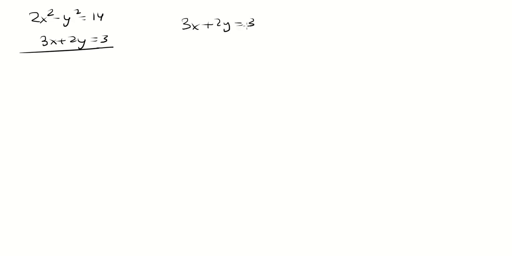Let's solve the system of equations. 2x squared minus y squared equals 14. 3x plus 2y equals 3. In order to solve this, we're going to make a substitution. So we're going to solve for y in the bottom equation by subtracting 3x and then dividing by 2.